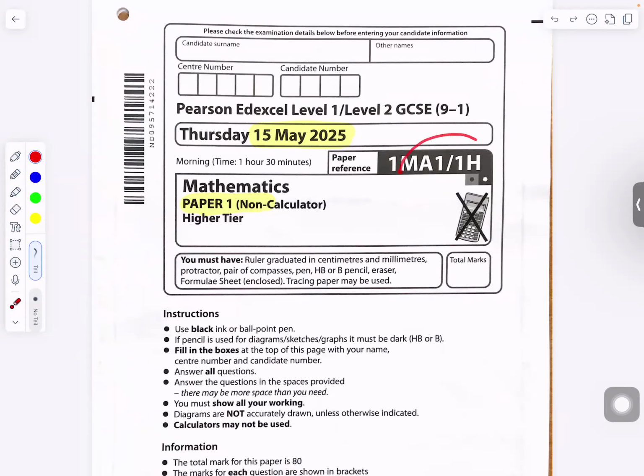2025 paper 1 higher. So 2025 mathematics paper 1, non-calculator. You're not allowed to use a calculator.